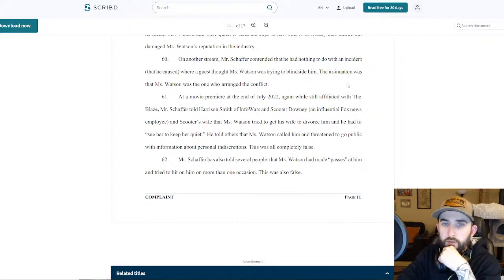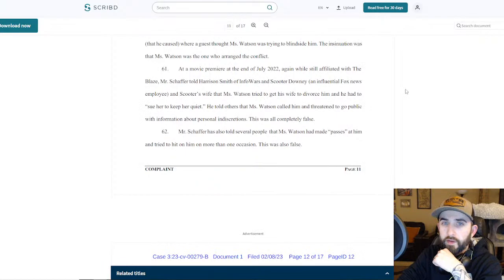At a movie premiere at the end of July 2022, again while still affiliated with The Blaze, Mr. Schaefer told Harrison Smith of InfoWars and Scooter Downey, an influential Fox News employee, and Scooter's wife, that Miss Watson tried to get his wife to divorce him and he had to sue her to keep her quiet. He told others that Miss Watson called him and threatened to go public with information about personal indiscretions. This was all completely false.